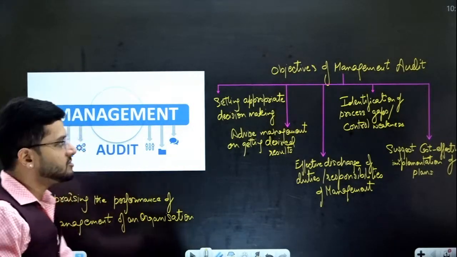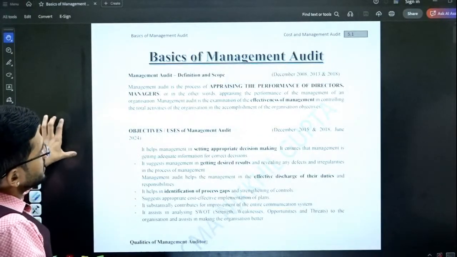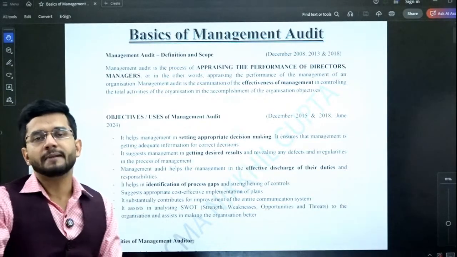All right, let's start today's chapter, Basics of Management Audit. Basics of Management Audit. And let me give you a brief background about what is management audit.